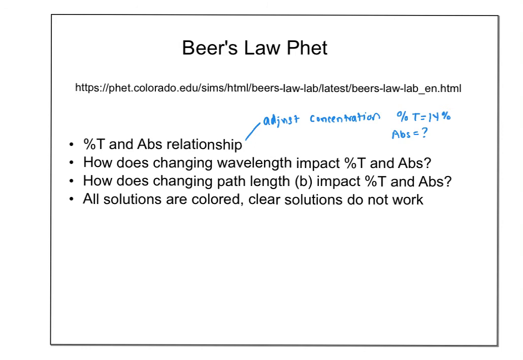I would like you to see, and again, this is just you kind of messing around. Take a couple minutes for each bullet point. So even when you've done this, I still want you to mess around and see the relationship between transmittance and absorbance. Maybe make your absorbance 1, and then make it 2, make it 3. Anyways, how does changing the wavelength, so the type of light, the color of light, impact percent transmittance and absorbance? I want you to see how changing the path length impacts both.